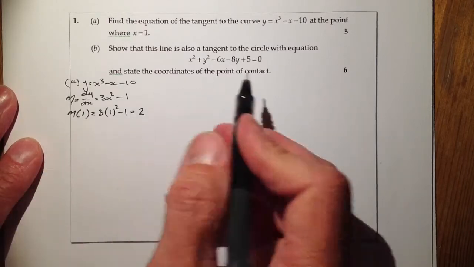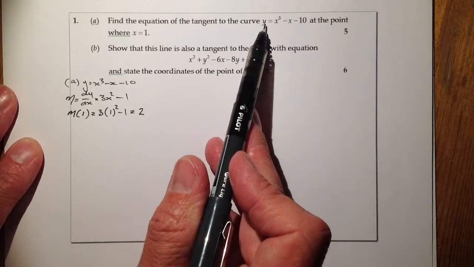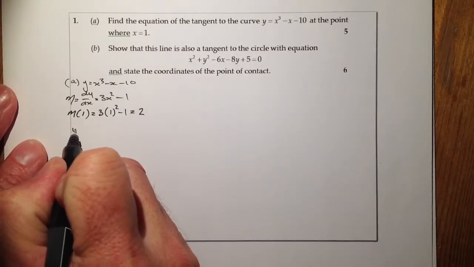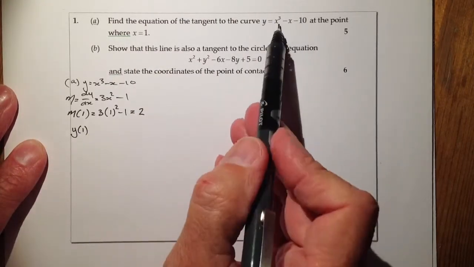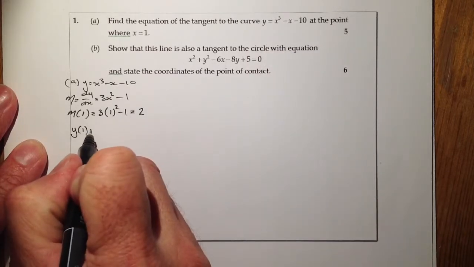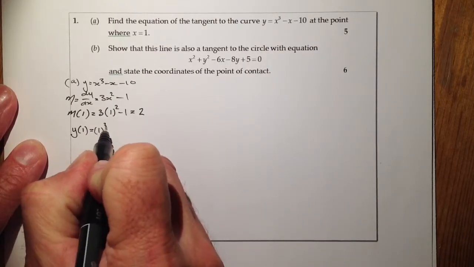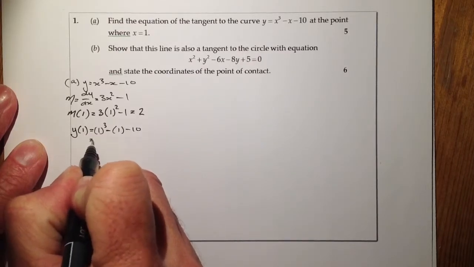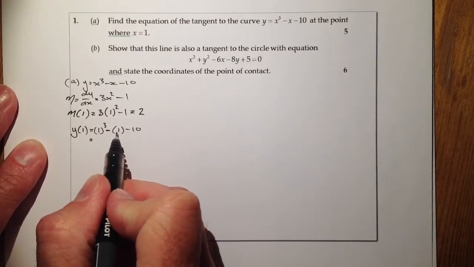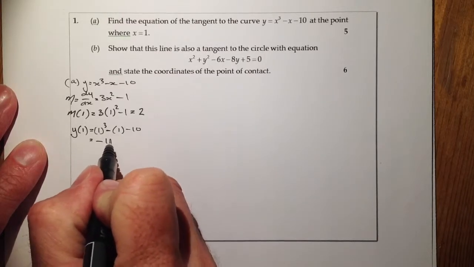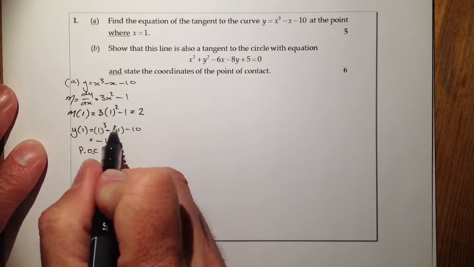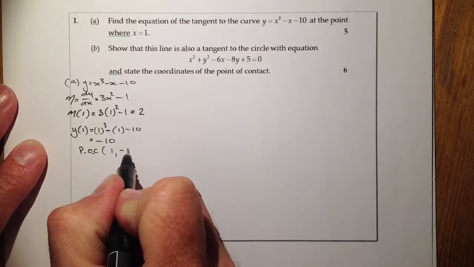Right, so what we'll do now is find the y coordinate of the point of contact. I'm going to substitute a 1 in wherever I see the x values. So that's going to be 1 cubed, minus 1, minus 10. So that'll be 1 take away 1, which is 0, so that'll give me minus 10. So my point of contact is going to be (1, -10).